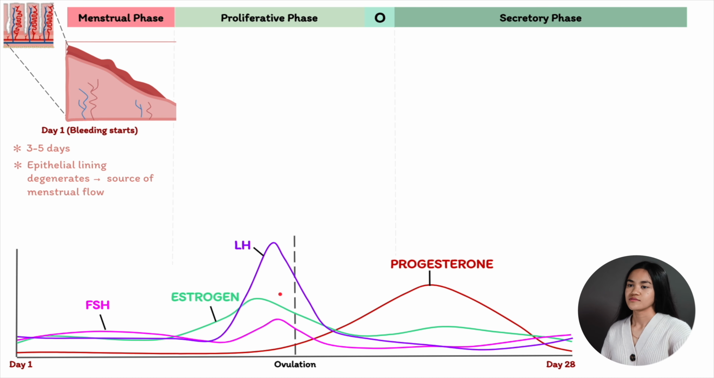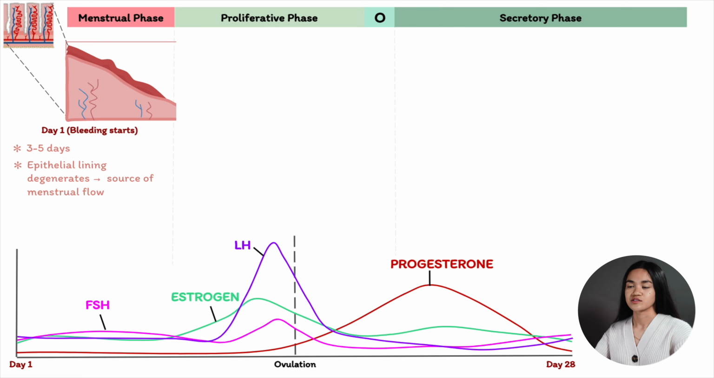After ovulation, when the egg is released, the secondary oocyte, the remaining follicle in the ovary, the granulosa cells, turns into the corpus luteum. This is the start of the luteal phase. The corpus luteum secretes large amounts of progesterone, estrogen, and inhibin. Now, progesterone levels are high during the luteal phase because progesterone plays an important role in making sure the endometrium is ready for implantation of a blastocyst.